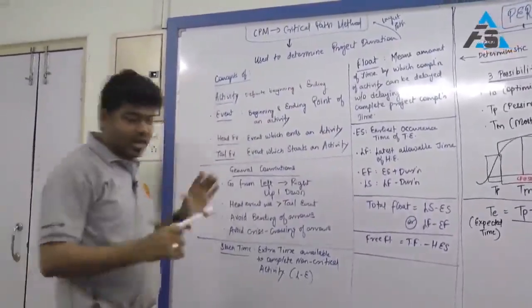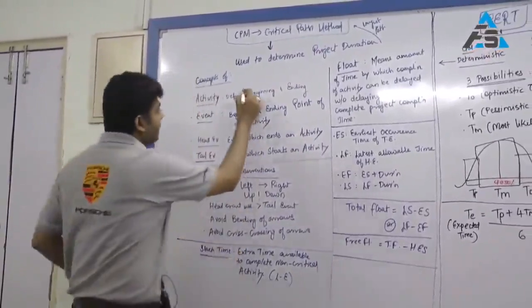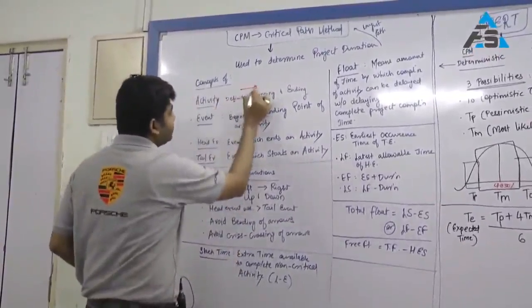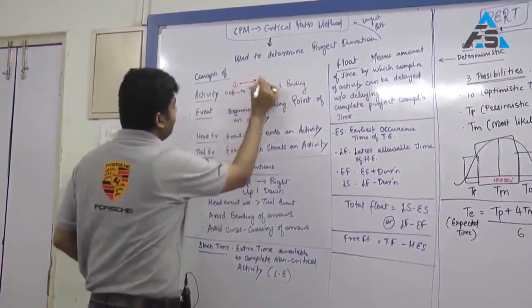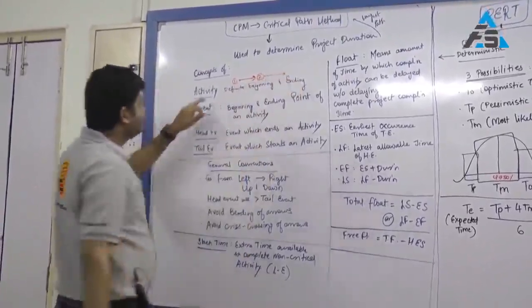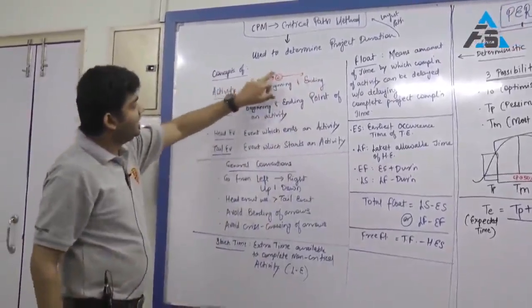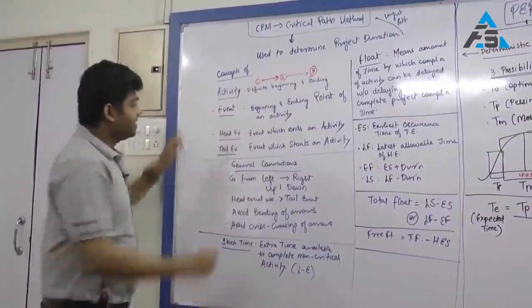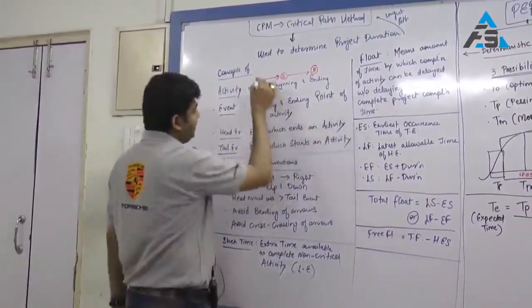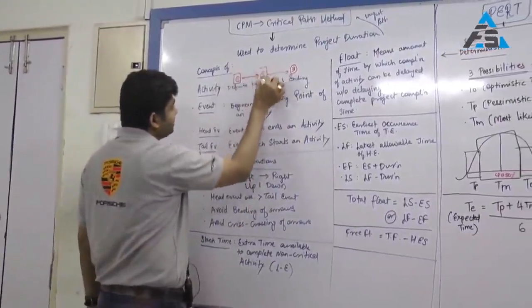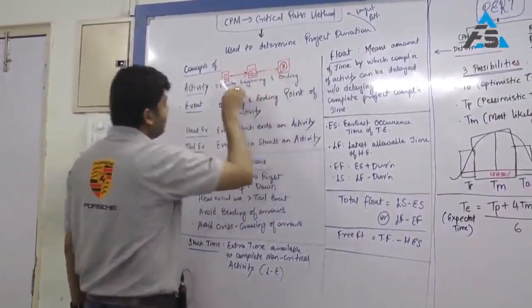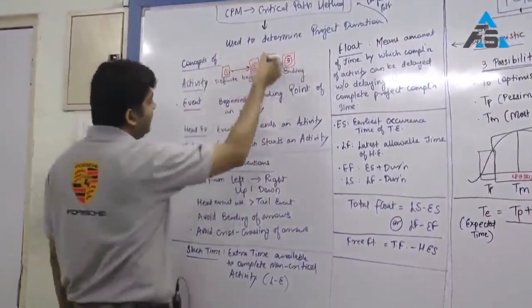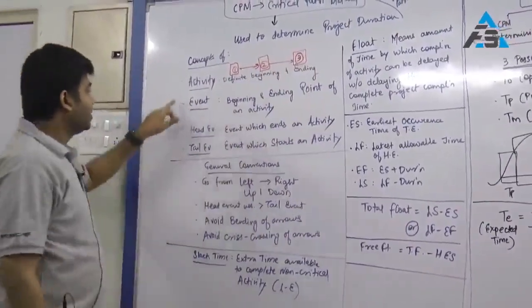What are the concepts as far as critical path is concerned? First, activity. An activity has a definite beginning and ending, denoted by an arrow. So here, activity 1 to 2, activity 2 to 3. This is an activity, has a beginning, has an ending. Second, event, the beginning and ending point of an activity. This is an event, this is an event, this is an event. So the beginning point or ending point of an activity is called an event.